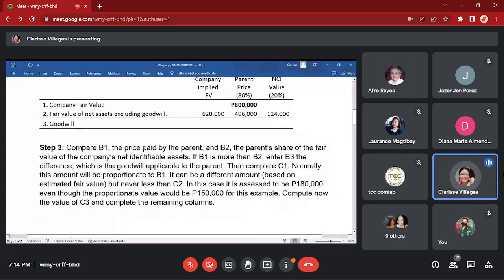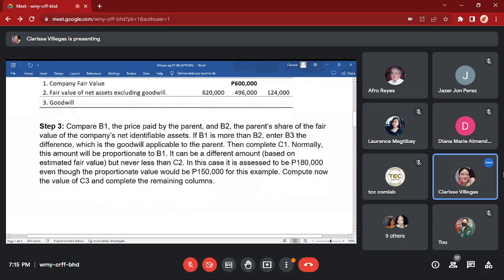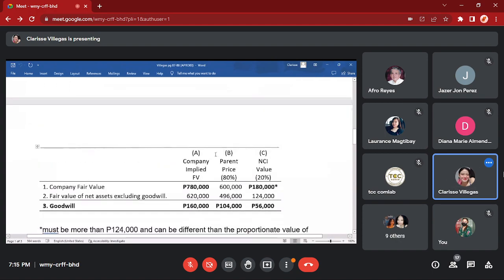Step 3. Compare B1, the price paid by the parent, and B2, the parent's share of the fair value of the company's net identifiable assets. If B1 is more than B2, enter in B3 the difference, which is the goodwill applicable to the parent. Ito yon. Yung company fair value of B parent price 80% of 600,000 less ng fair value of net assets excluding goodwill of 496,000, ang magiging goodwill ng parent price 80% is 104,000.